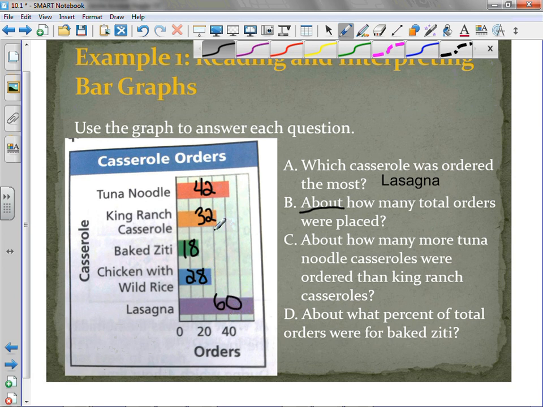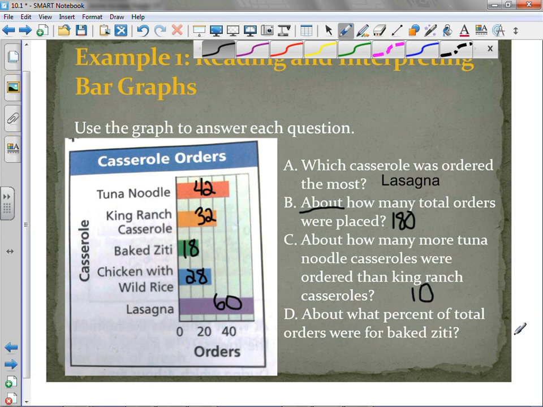To find the total orders, we're going to add up all of these numbers together. We're going to do 42 plus 32 plus 18 plus 28 plus 60, and the answer we get is 180. It's not a bad idea to leave those numbers up, so we can answer a couple more questions until we're done. Question C, about how many more tuna noodle casseroles were ordered than King Ranch? So I look at tuna noodle, we have 42. King Ranch is 32, so I subtract them, and it's about 10.